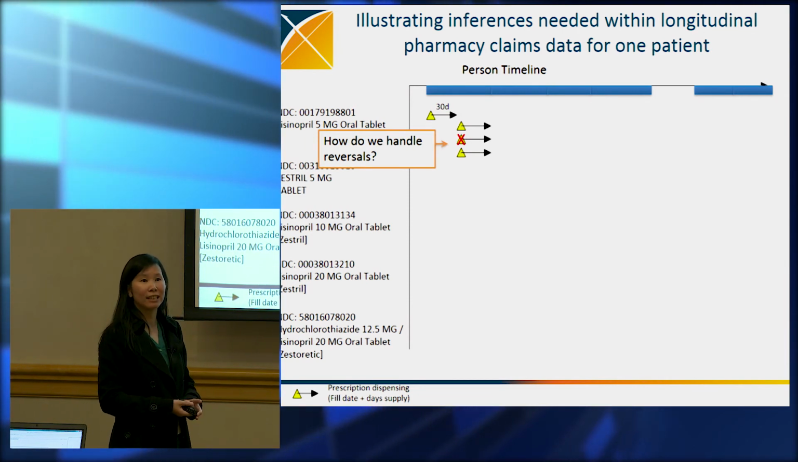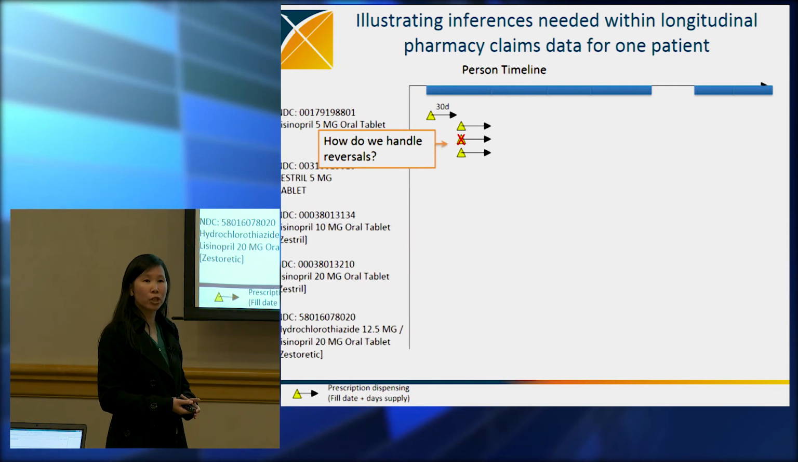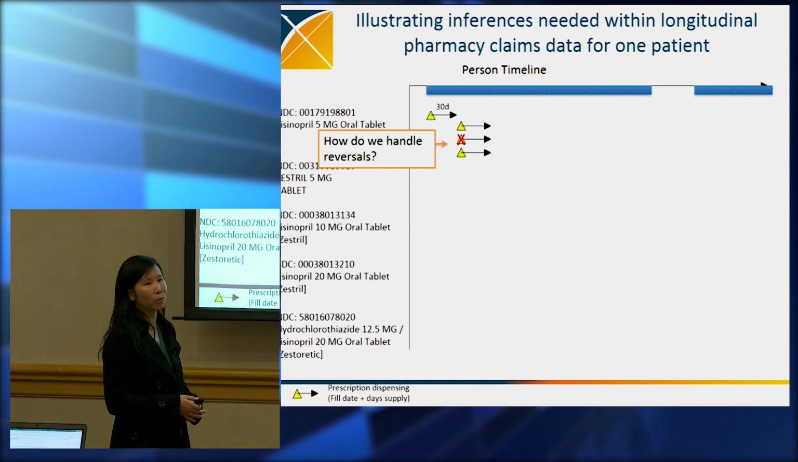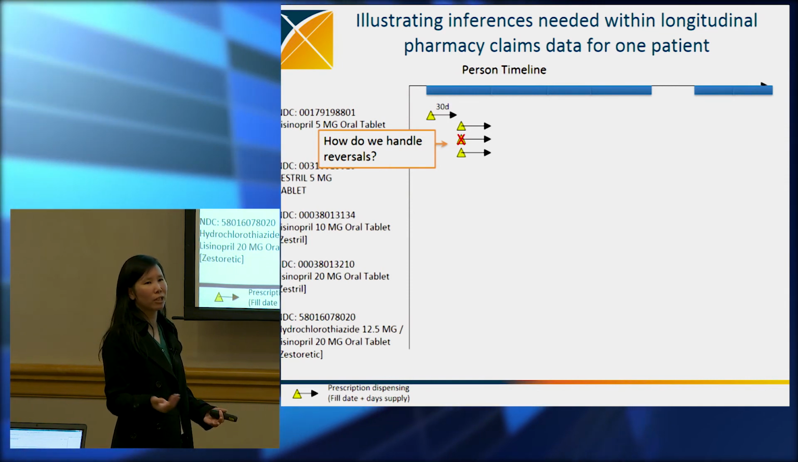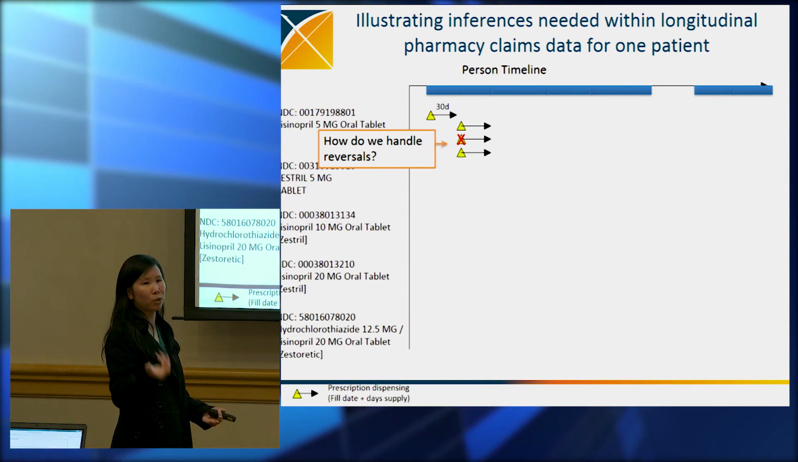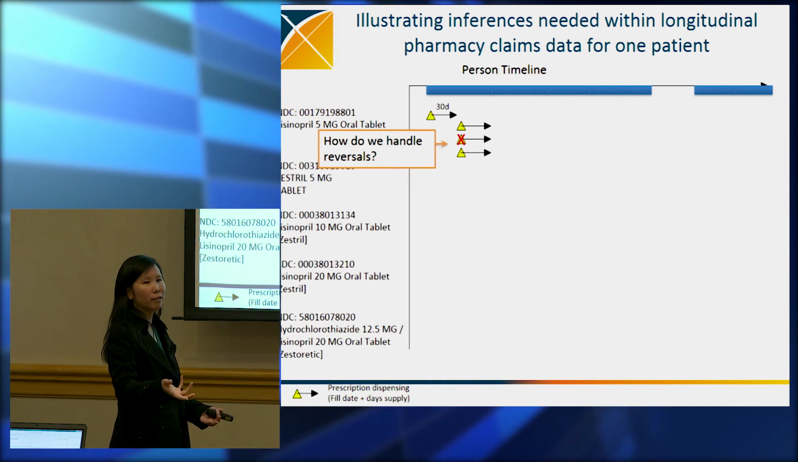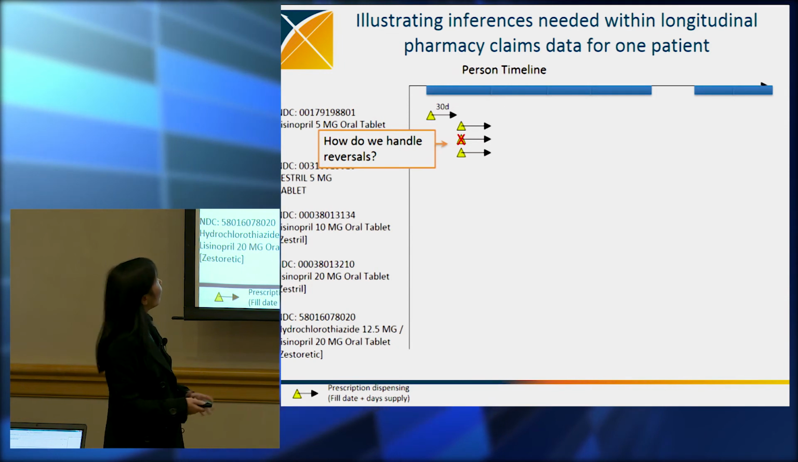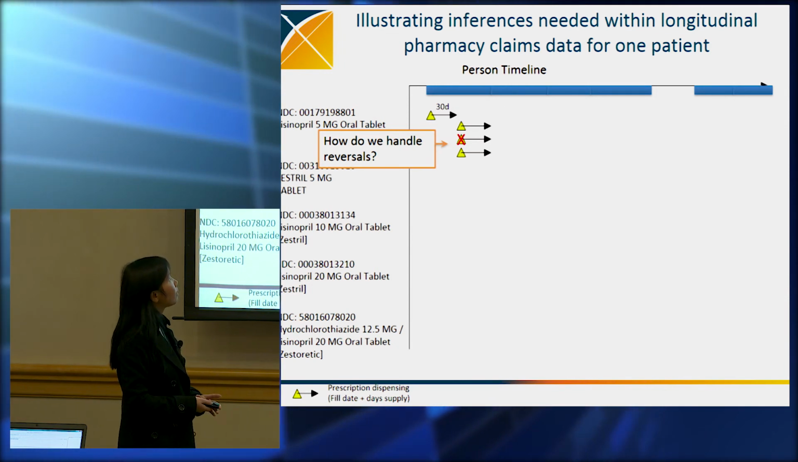Yes? So I don't know what a reversal is. A reversal? Is that a US thing? Oh yeah, it's a US thing. It's in claims, when the patient actually didn't pick up the claim or pick up the drug, so it got reversed out of your claim system. So one of the things is how do you handle reversals?